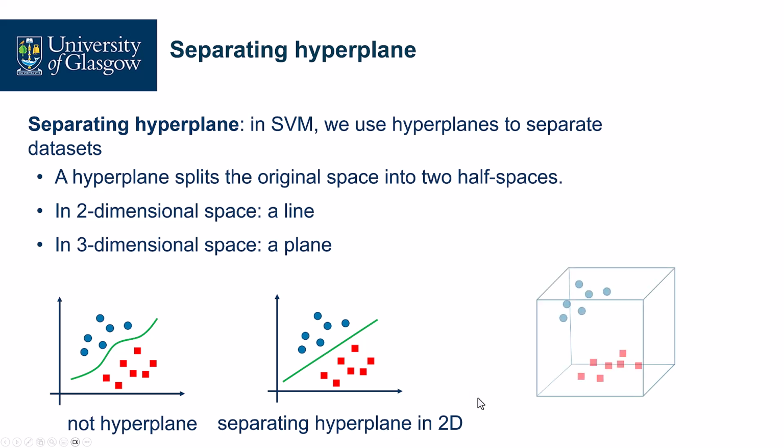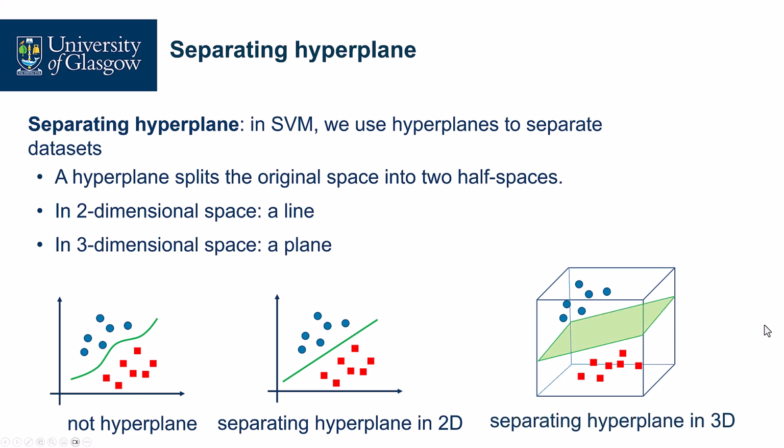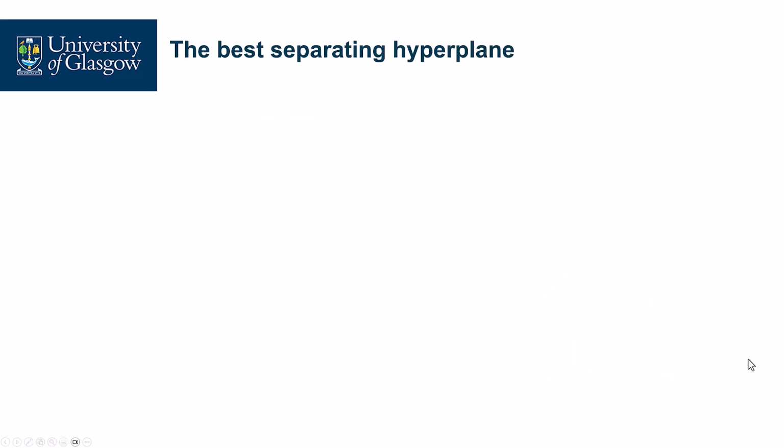If it's 3D, we can see how it goes. It's like this, right? So in 3D, this is a separating hyperplane. So this is the concept of separating hyperplane. And in SVM training, we want to find the best separating hyperplane.